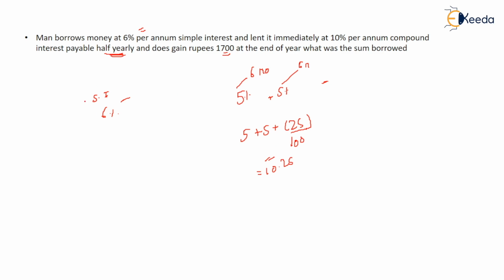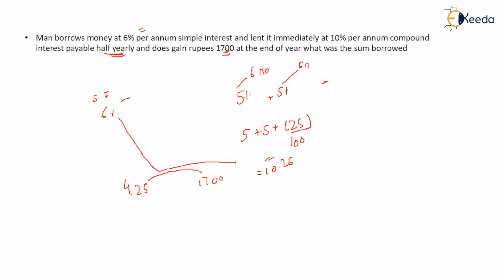And he took from the bank at what rate? 6%, right? So what is the difference between the interest? 4.25, and this is equivalent to 1700, right? So they ask you what was the sum borrowed. They ask what was the sum he borrowed from the company or from the bank.